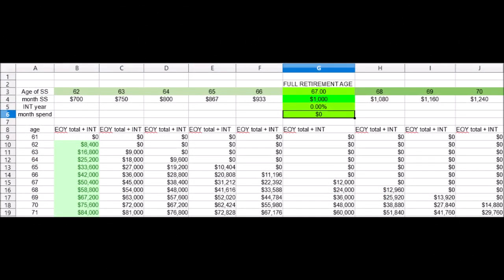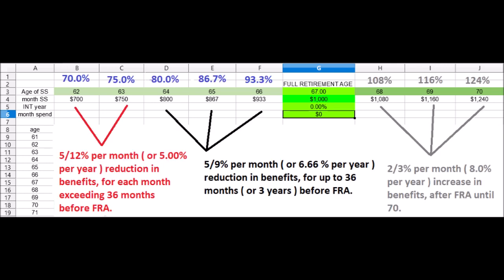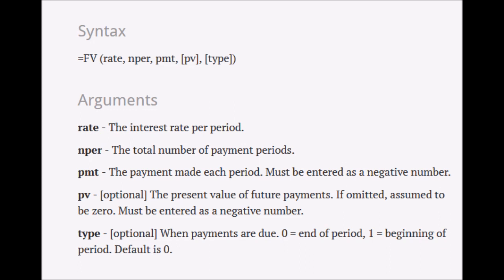And in this chart, it pretty much tells you what your monthly income would be if you take retirement at certain ages between 62 and 70 compared to the full retirement age. And here's the general formula we use for compound interest.